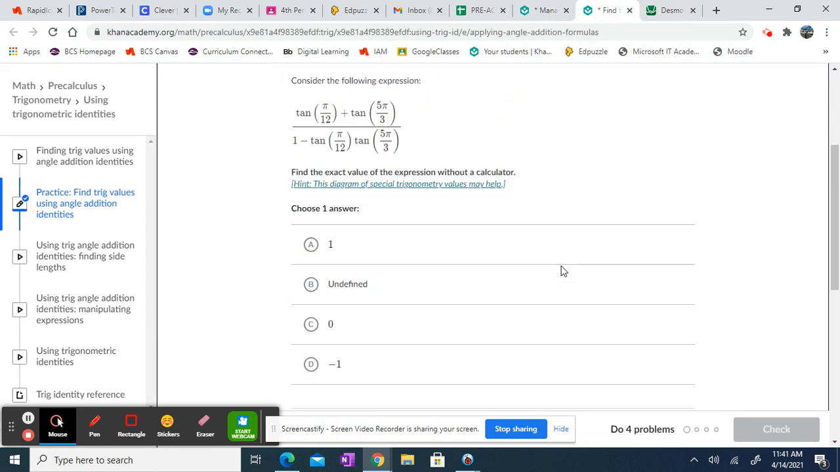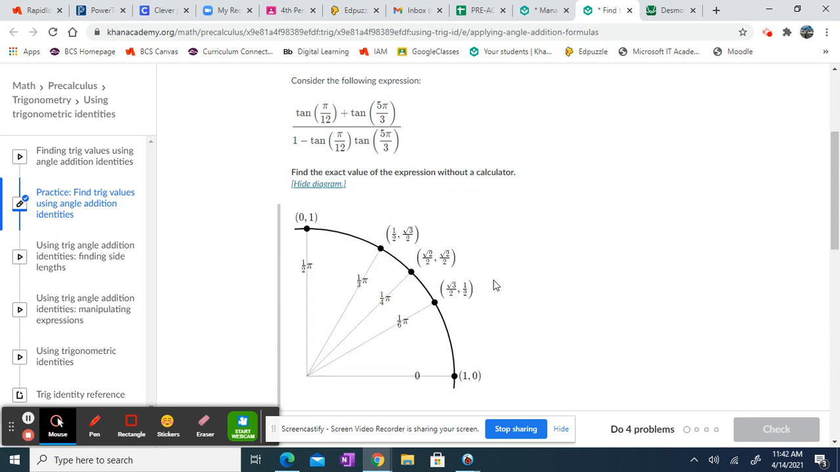So you've got this horrible expression here, and it says find the exact value of the expression without a calculator, and you can't use this diagram, which is the unit circle sheet, which you should have access to. So if you don't have yours, then you can use this. Remember, these exact values repeat on the other side of the circle. Just over here, you would have negative x values, right?